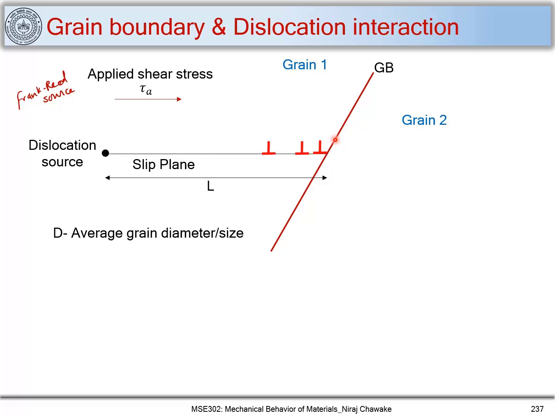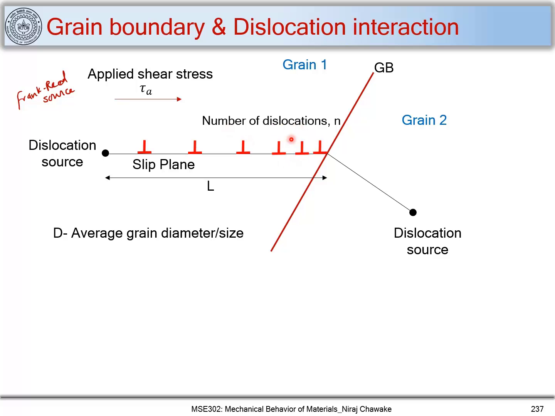This continues, and you have a dislocation pileup on the slip plane. You can see here that the dislocations near the boundary are tightly packed, but as I move towards the source, they are widely spaced. Why? Because these dislocations will create a back stress on the other dislocations. Also, let's consider the number of dislocations on the slip plane to be n.